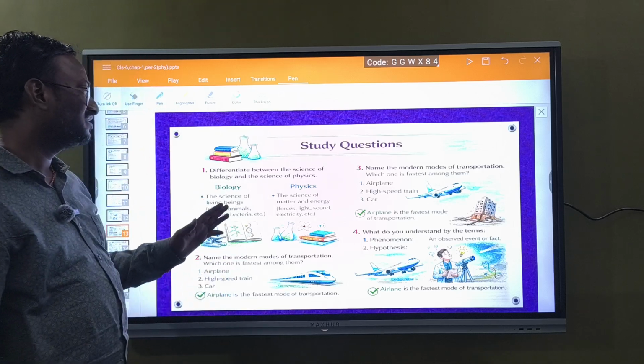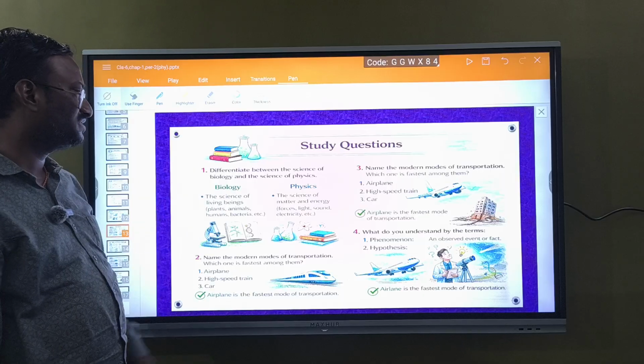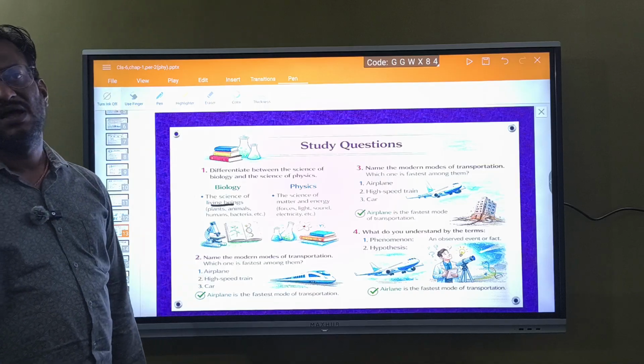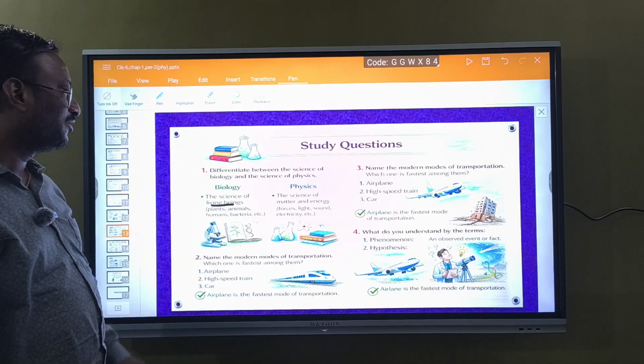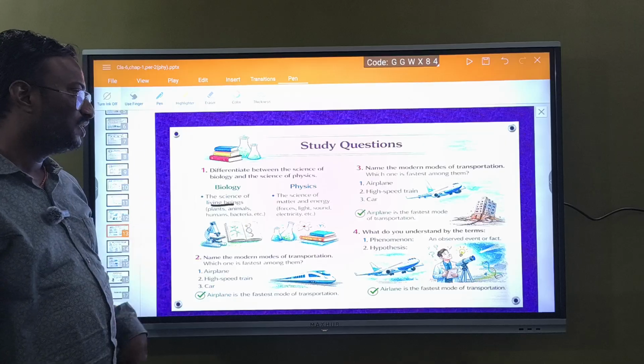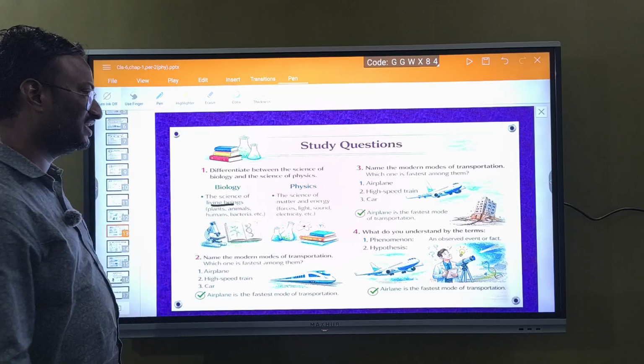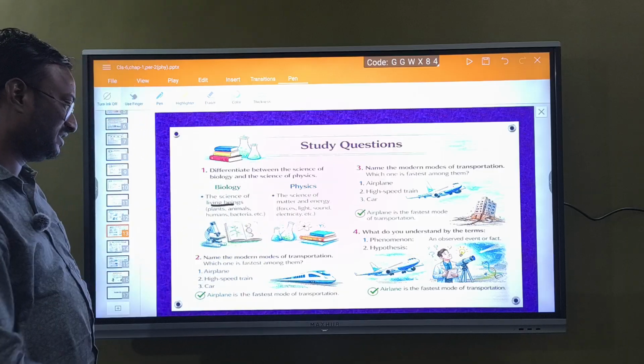Differentiate between the science of biology and the science of physics. Biology studies living things, that is plants, animals, humans, bacteria, etc. Physics studies non-living things, that is matter and energy, force, light, sound, electricity.